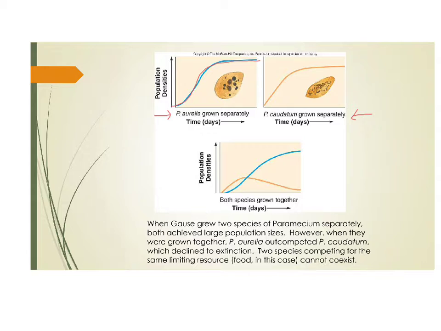And by the way, food was the limiting resource in this experiment. Paramecium caudatum is less J-shaped. It's a little bit more logistic in its growth pattern, and the population density of Paramecium caudatum again stabilized around the carrying capacity. Actual population numbers were slightly lower for that species. So when Gause grew the two species of paramecium separately, they both achieved large stable population sizes. However, when they were grown together, Paramecium aurelia outcompeted Paramecium caudatum, and Paramecium caudatum in that culture declined to extinction. Two species competing for the same limiting resource, in this case food, cannot coexist.